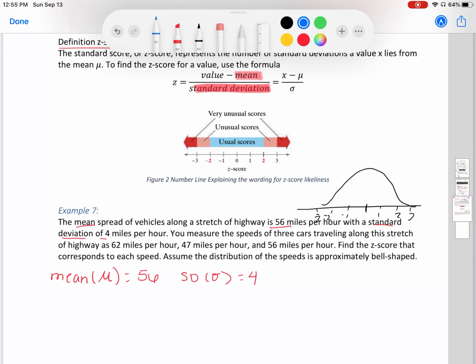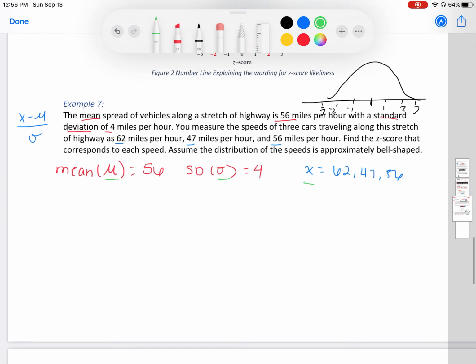Now we're given numbers to compare it to, right? We have 3 cars we want to test out at 62, 47, and 56 miles per hour. Okay, we're going to have to work this out by using our formula 3 times. So here we have it. We have x minus mu divided by our sigma. And we have everything labeled, right? We have our mean, our sigma, and our x, those other values we're going to compare it to. Let's write this out.